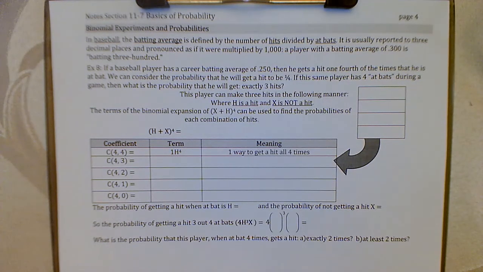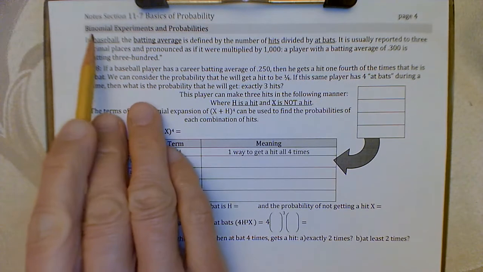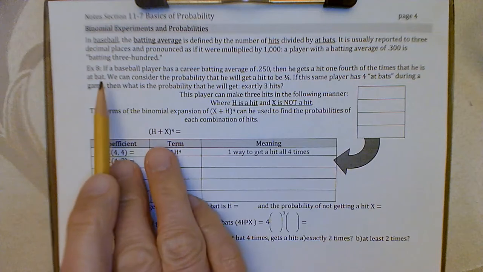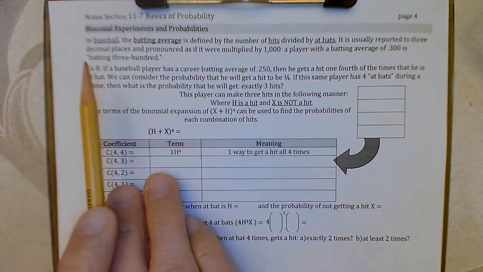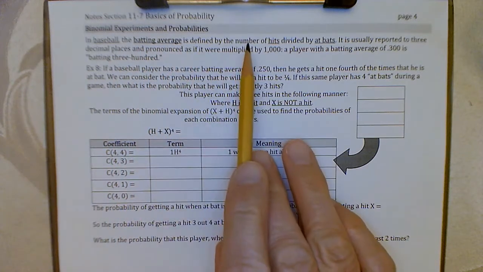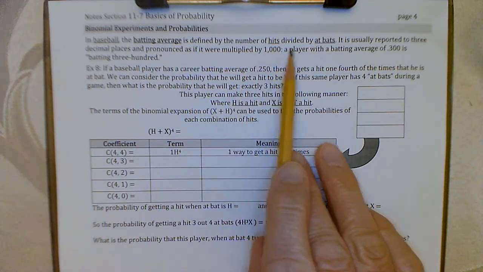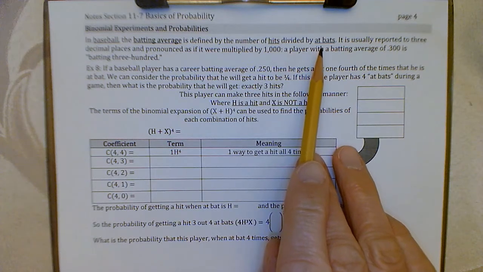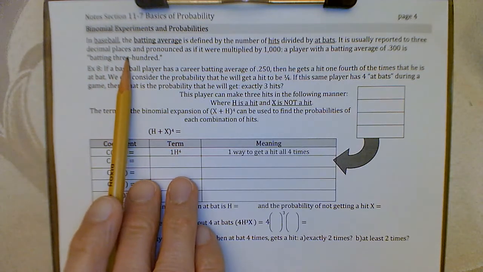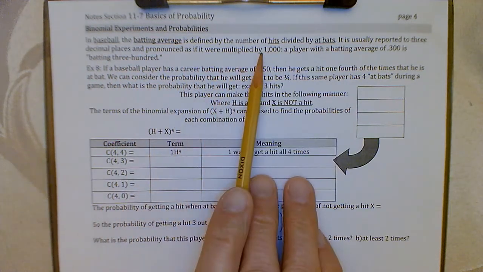All right, continuing on to page 4, we're going to talk now about something called a binomial experiment or binomial probability. For this first example, you have to understand a little bit about baseball batting averages. In baseball, the batting average is defined by the number of hits divided by the number of at bats that you had. It's usually reported to 3 decimal places and pronounced as though it were multiplied by 1,000.